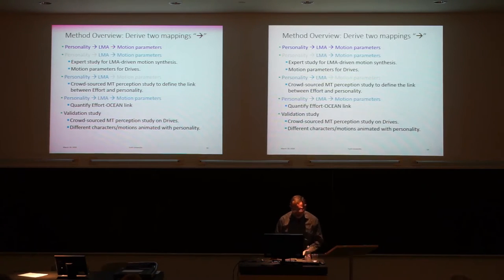So the way we did this is first we had experts create the mapping from LMA drives to motion, and I'll show you an example of that. After we had that mapping, we went to Mechanical Turk and had subjects give us the personality to LMA mappings. Although we didn't quite tell them it was LMA, we'll show you how. And we didn't quite tell them it was personality until we did that too. But by building these two mappings, we're able to link them.